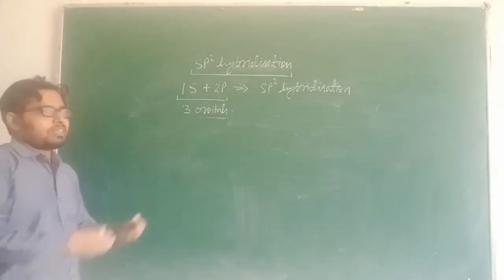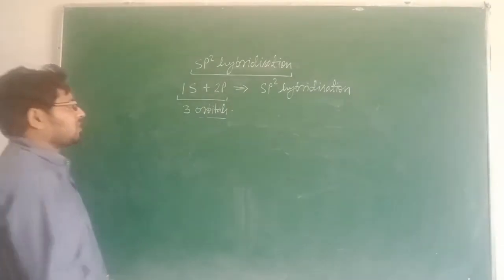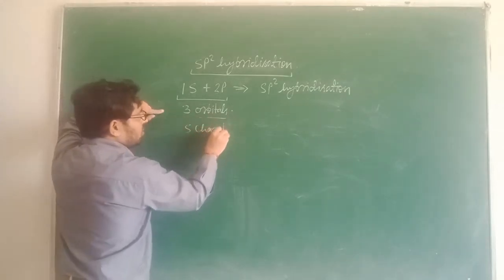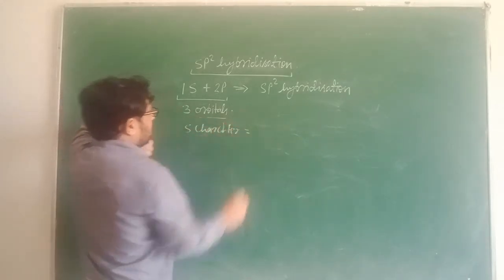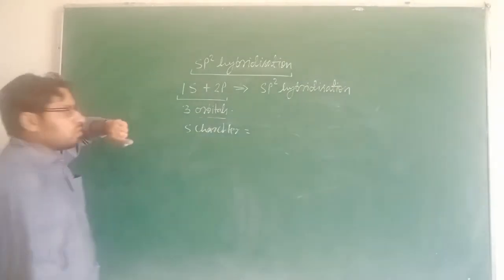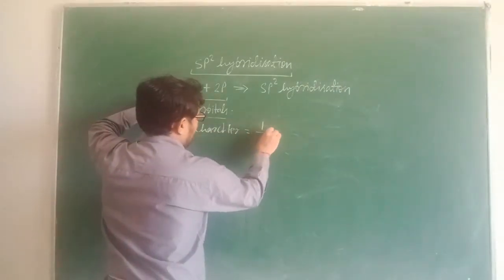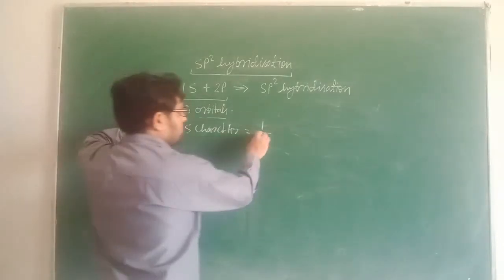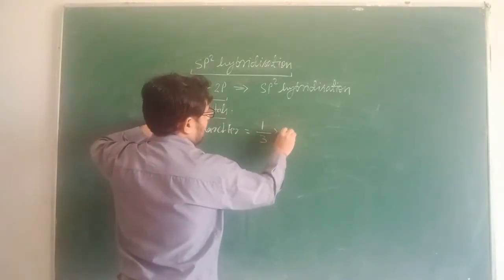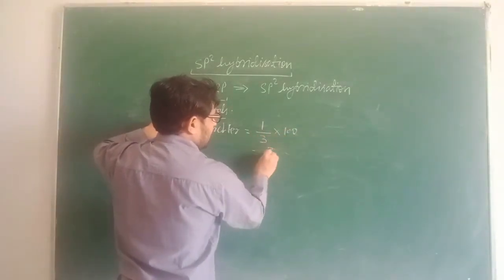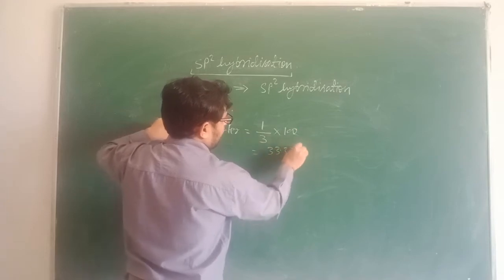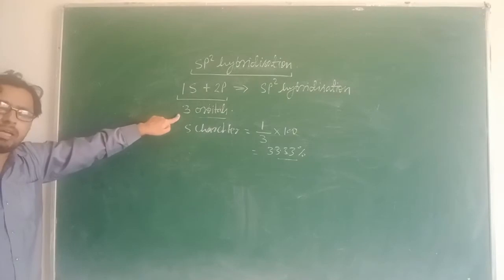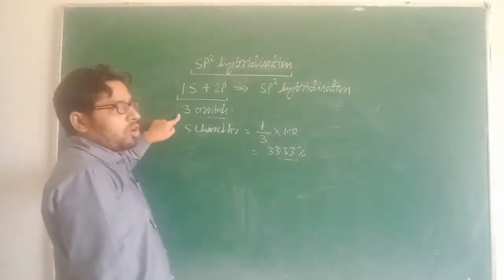Now what is the s character in sp2 hybridization? If you want to find out, so how to find out? Total number of s orbitals which are going to participate, only 1 upon total orbitals in the hybridization, that is 3. So 1 upon 3 multiply 100. So 100 upon 3, that means 33.33%. So here s character is 33.33%.